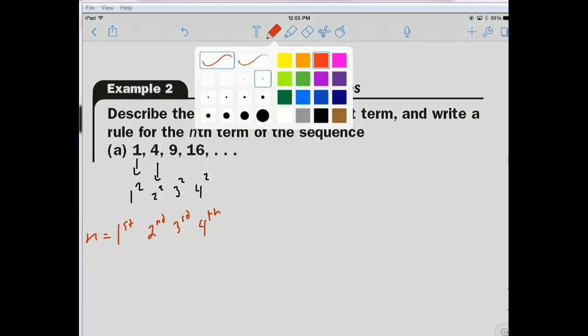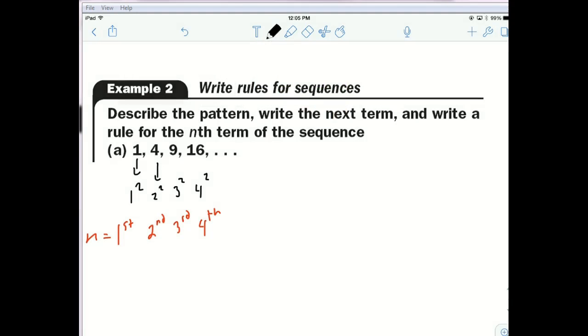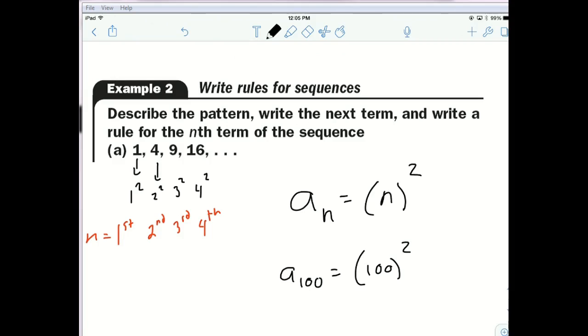So it seems to me, and this is n, that basically we're taking n and we're squaring it. So our general rule for the nth term, a sub n, is equal to n to the second. Take your n value and square it. So whatever term, if you want the 100th term, let's say we want a sub 100, well then you'd be asked for 100 squared.